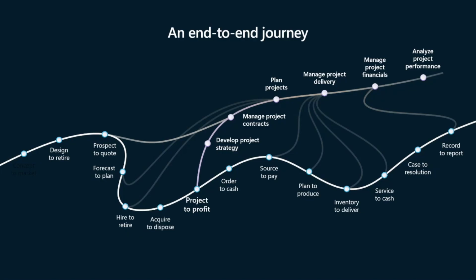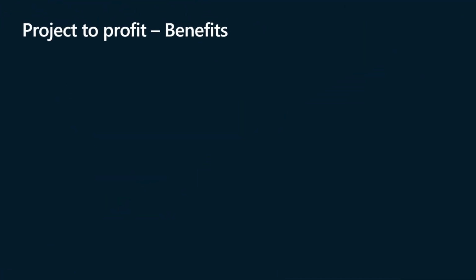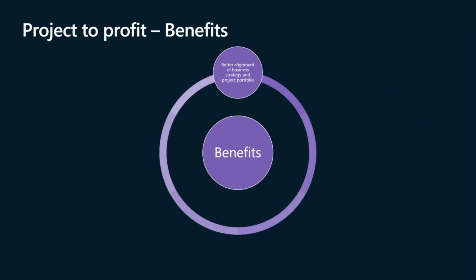This business process consists of 6 L2 business processes: develop project strategy, manage project contract, plan project, manage project delivery, manage project financials, and analyze project performance. We'll explore each of these processes in detail throughout the presentation. Now let's talk about the key benefits of Project to Profit. So the key benefits of Project to Profit are better alignment of business strategy and project portfolio.